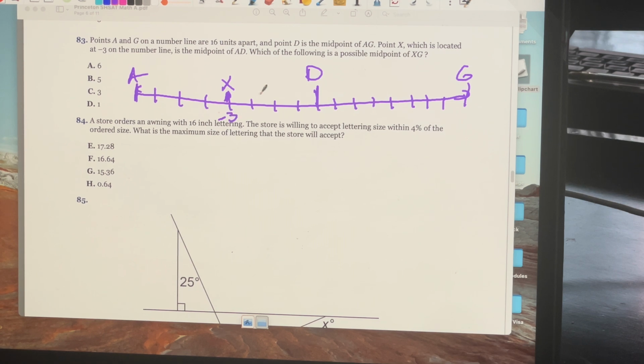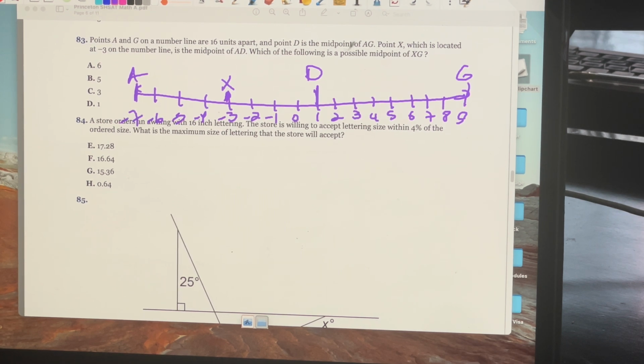Now that makes life so much easier. So now you can actually go and start filling in everything else. 2, 3, 4, 5, 6, 7, 8, 9. And this is -4, -5, -6, -7.